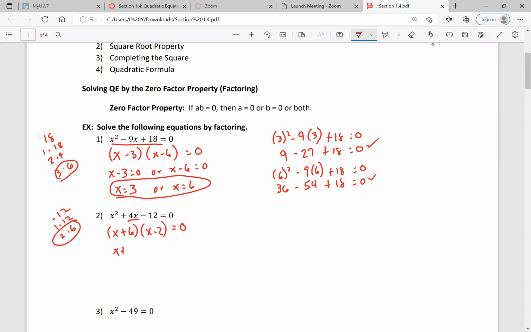So we have x plus 6 equals 0, or x minus 2 equals 0. So x equals -6, or x equals 2. And again, particularly on an exam, check your work. If you have time, check it.